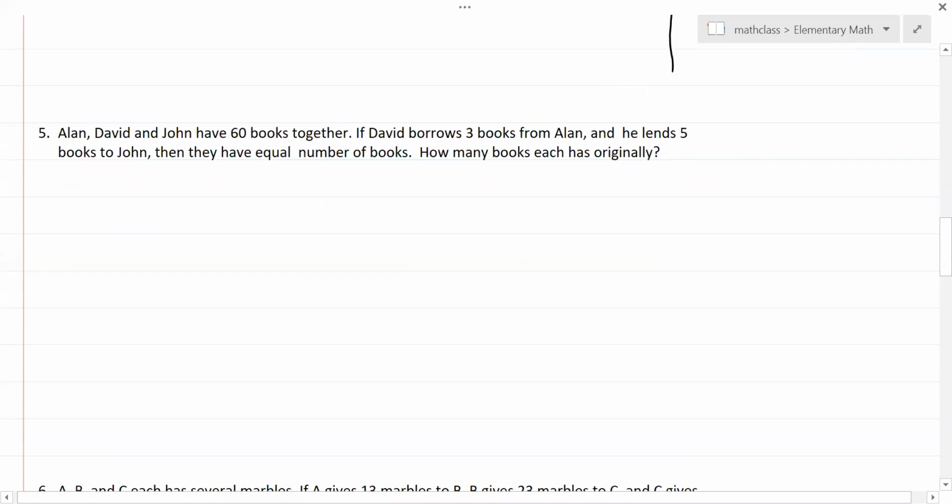The fifth problem will be this one, okay? Students Ellen, Debbie, and John have 60 books together, total 60 books. Debbie borrows 3 books from Ellen, and then David lends 5 books to John. Okay, then they have equal numbers of books. So how many books does each have originally?